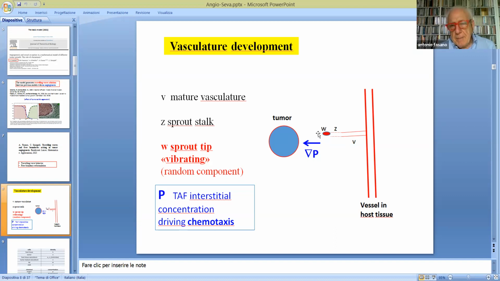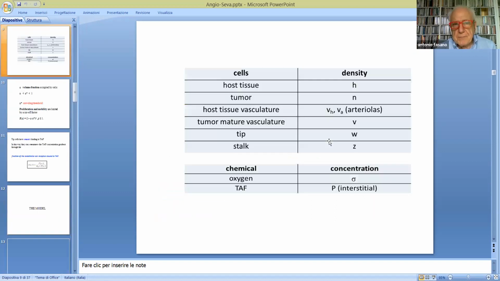And but also they vibrate randomly. So the new vessel growth is a combination of some deterministic information, which is provided by the gradient of the interstitial concentration of the tumor angiogenesis factor, and this random vibrating component. So this is the underlying mechanism.